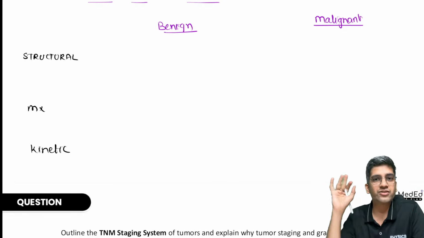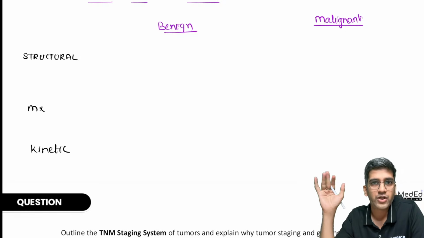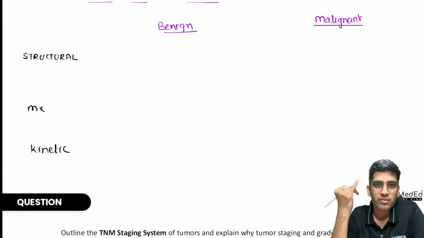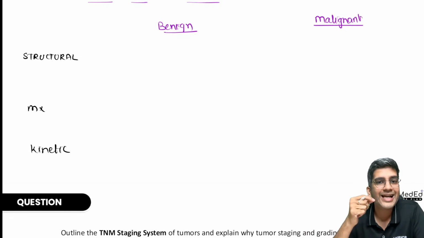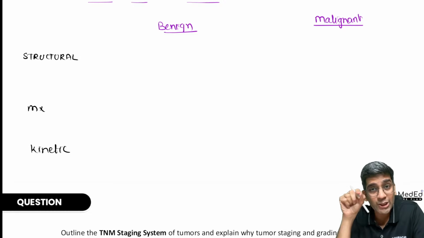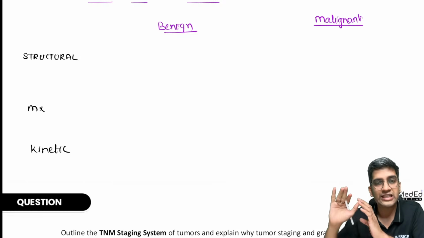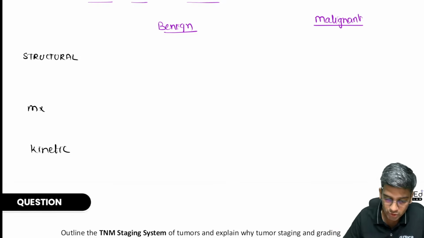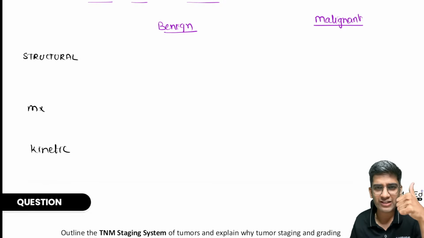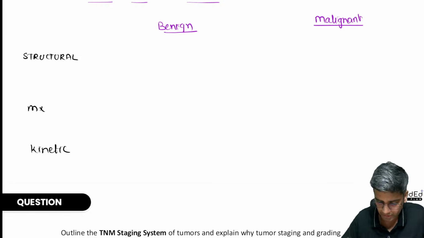So I already got a structure on what to write for the question, right? So they asked to tabulate structural, microscopic, and kinetics. Structure is nothing but gross, whatever you guys said. Microscopic is microscopic. Kinetic is growth. In growth, your local behavior, your metastasis also will come into place, right? So these are three things that I'm going to use for, right? So here in benign, you know for a fact, benign is very well circumscribed, encapsulated, and they do not invade the surrounding tissue. That's all.